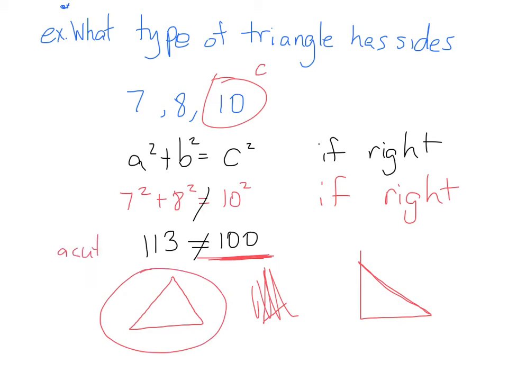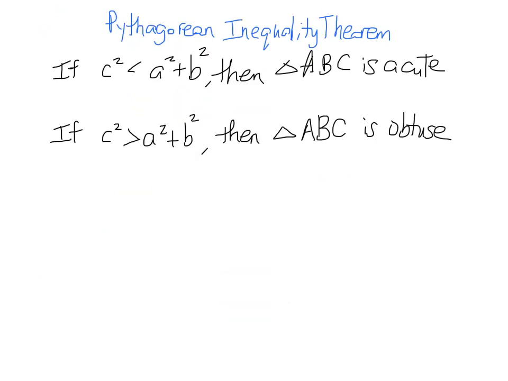So if that thing that should be the hypotenuse is smaller than the other side, the triangle is acute. But if it's larger than what's on the other side, so if our c squared is larger than what's on the other side, then it's obtuse. Okay, so what we just spoke about is called the Pythagorean Inequality Theorem, and here it is in writing. I just wanted to make sure you have it down in your notes.